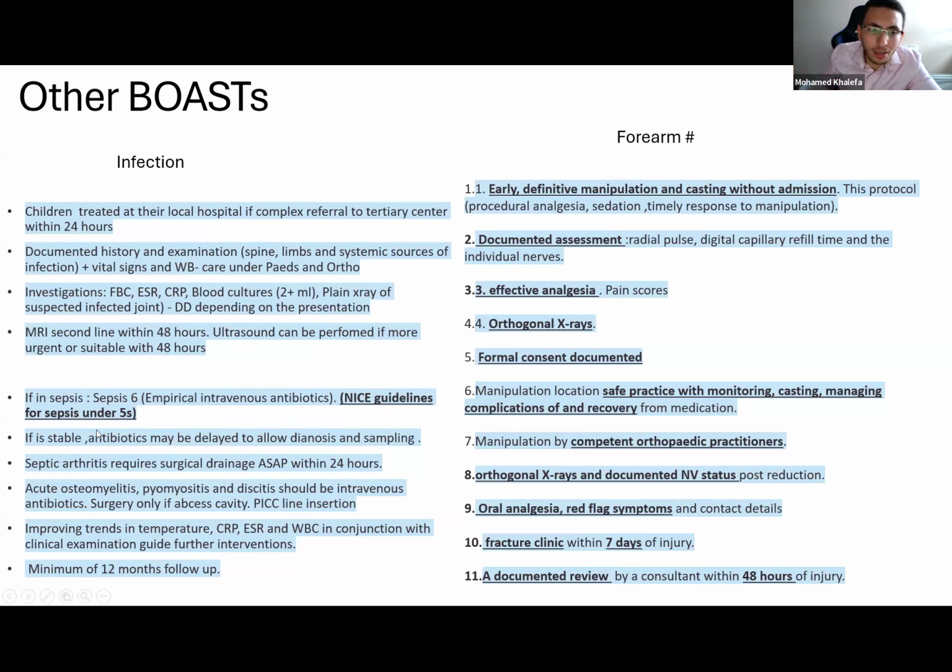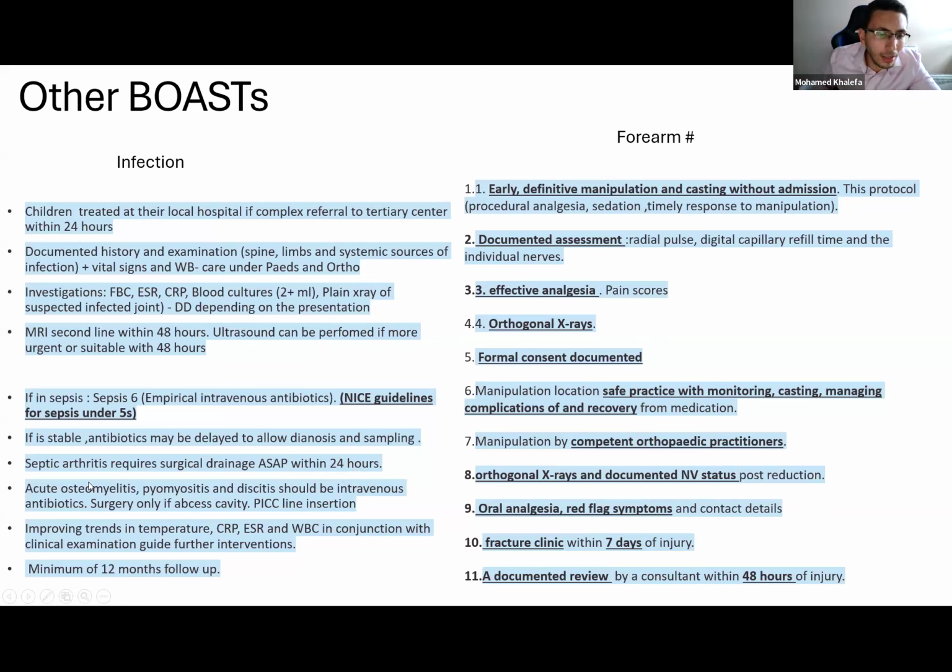Again, if it's septic arthritis, this is a surgical emergency. You have to drain it. And this will take you to the Smith-Petersen approach we discussed yesterday for a hip septic arthritis. So that's one thing. It should be done ASAP, but at maximum within 24 hours. Again, you make sure that you've got a surgeon who can do that.